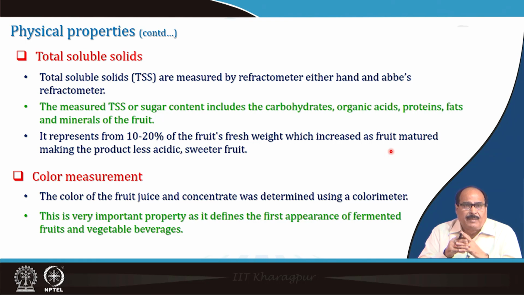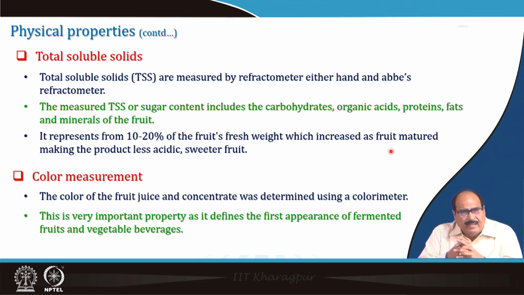The other properties are total soluble solids. They are measured by a refractometer, either a hand refractometer or an Abbe refractometer, and in lecture 30 or another earlier lecture, we have discussed these measurements in detail. Total soluble solids, or sugar content, include carbohydrate, organic acid, protein, fat, and minerals of the fruit. It represents about 10 to 20% of the fruit fresh weight, and it increases as the fruit matures, making the product less acidic and sweet. For all these details of total soluble solids and their measurement, please refer to lecture 30.